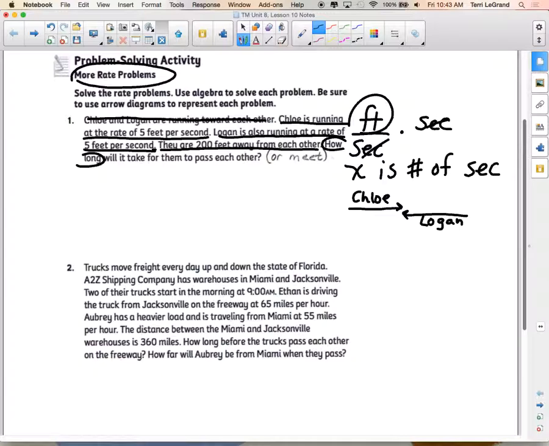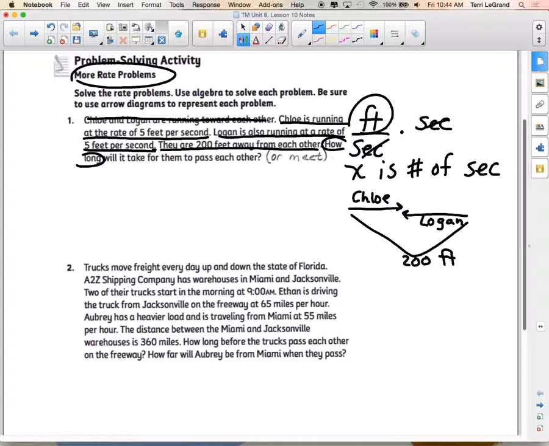And it says they are 200 feet away from each other. So from where Chloe starts to where Logan starts, that's a total of 200 feet. So let's put here that we have from the beginning to the end, we have 200 feet. And we're looking for how long it's going to take them to meet there. And I think I'm pretty safe in saying they're going to actually meet in the middle.